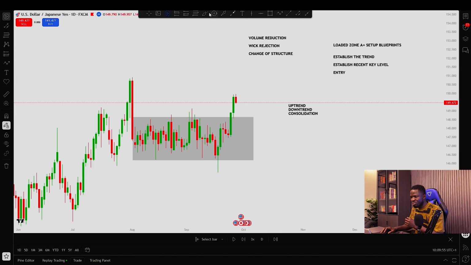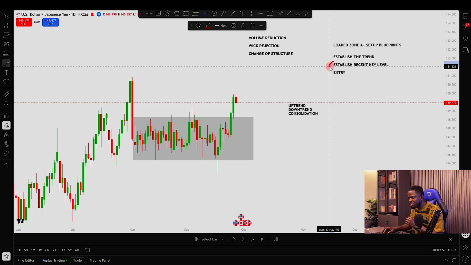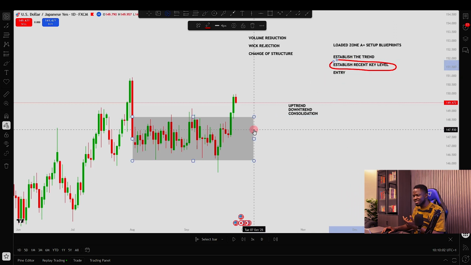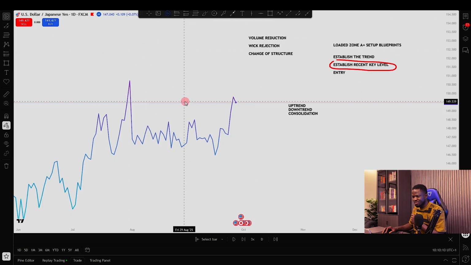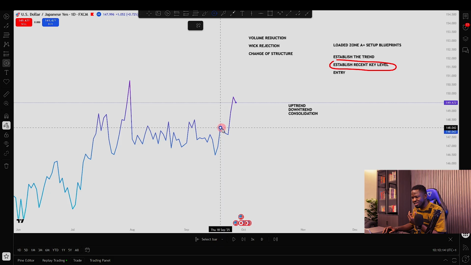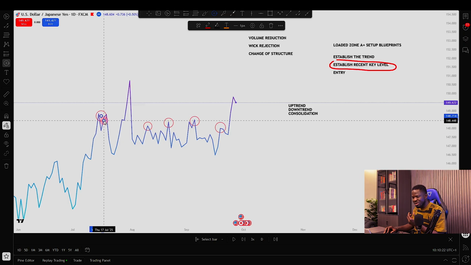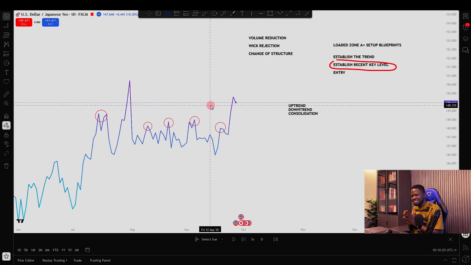The second step under our Loaded Zone A+ Setup Blueprint is to establish the recent key zone. Let me change it to line chart. If you look at the line chart right now, you can see some time ago price reacted here, reacted here, reacted around this zone. These are valid key zones that price has been testing for a very long time before the buyers broke the consolidation zone to the upper side.